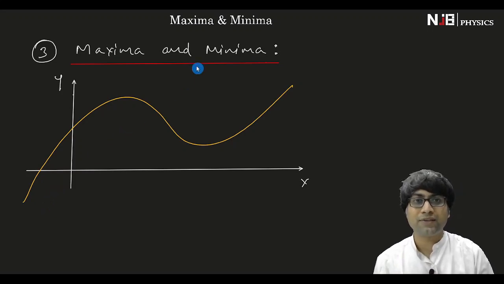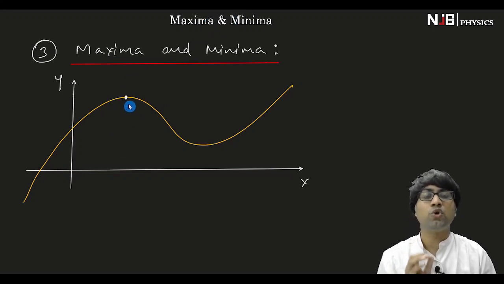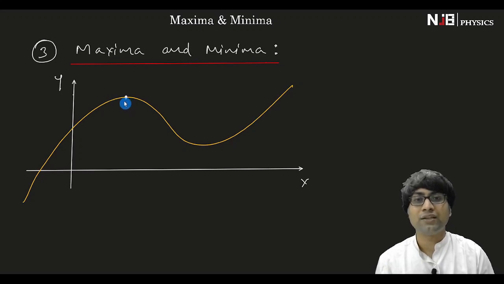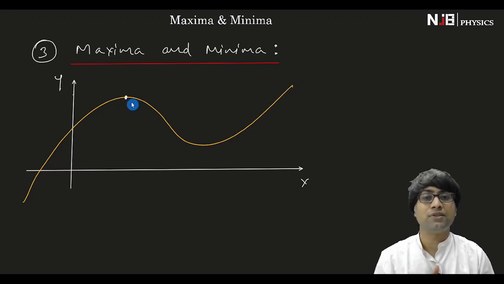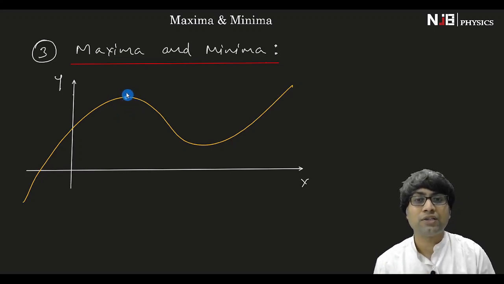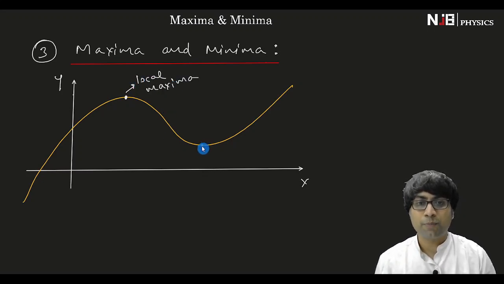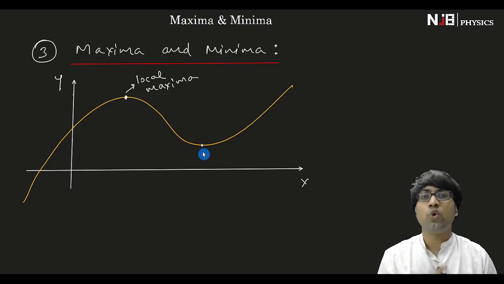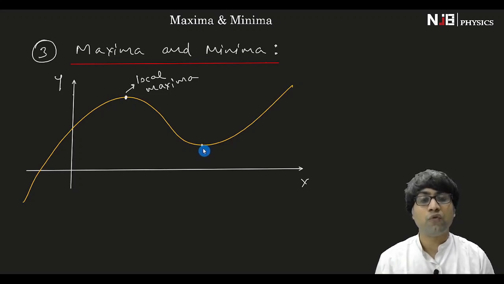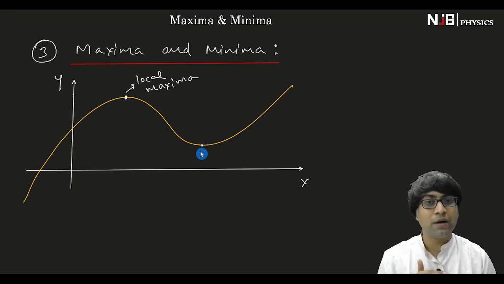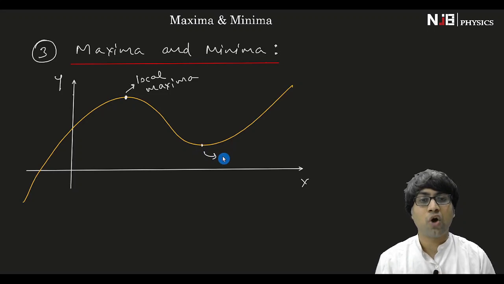What is meant by local maxima? Well, if you consider this particular point over here, this point is the local maxima. Why? Because if you look at the nearby values of y in comparison to that, this value of y is maximum, and therefore this point is called the point of local maxima. And now if you look at this particular point, this point is going to be local minima. Why? Because if you compare the value of y with its neighborhood, the value of y at this point is going to be minimum, and therefore this point is called the point of local minima.